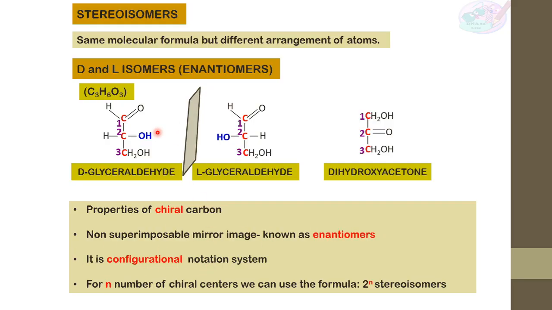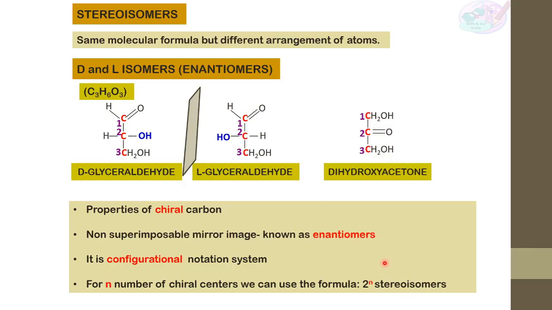Why configuration? Because they are isomers because of the position of this OH, the configuration of this OH, whether it's present in the right direction or in the left direction. We can calculate the number of stereoisomers by using this formula of 2 to the power n, where n is the number of chiral centers. So if you want to calculate the number of stereoisomers of glyceraldehyde, here it has only one chiral carbon. If you use this formula 2 to the power n, you will get the value 2. So glyceraldehyde has only two isomers. One is D-glyceraldehyde and another is L-glyceraldehyde.